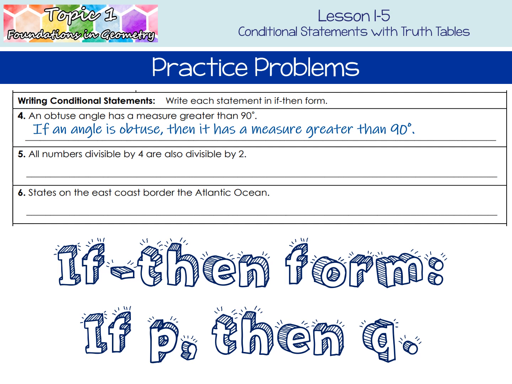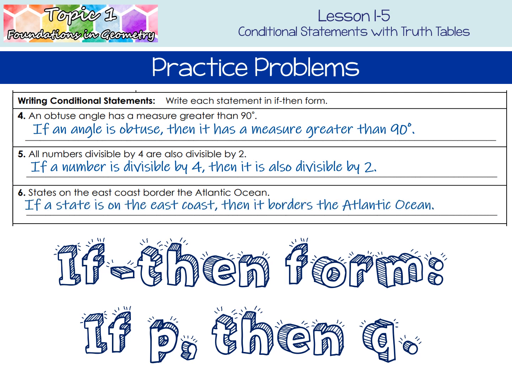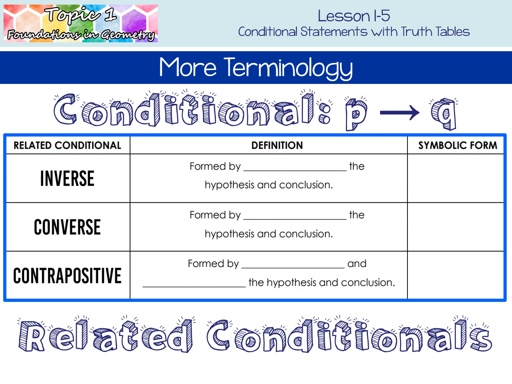Number 5, all numbers divisible by 4 are also divisible by 2. So if the number is divisible by 4, then it's also divisible by 2. Number 6, states on the East Coast border the Atlantic Ocean. So if the state is on the East Coast, then it borders the Atlantic Ocean. That's putting conditional statements in if-then form.